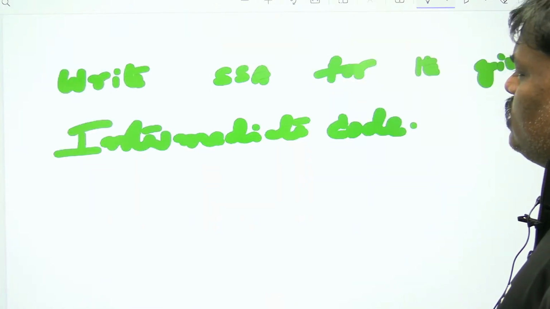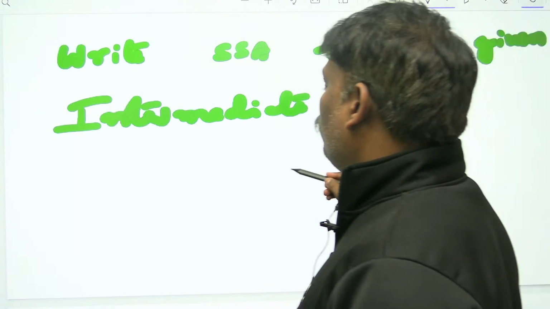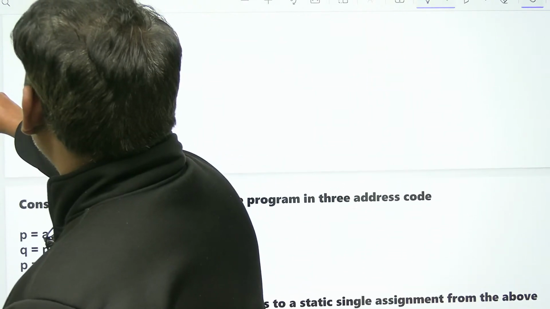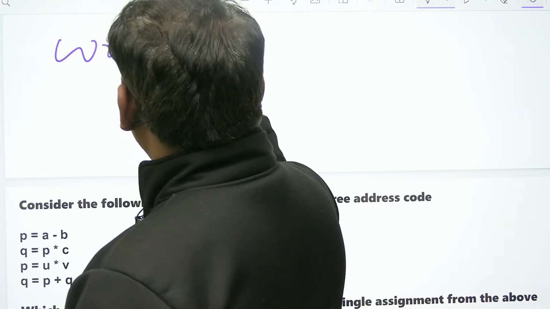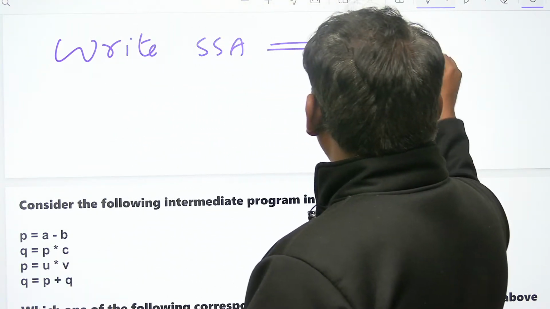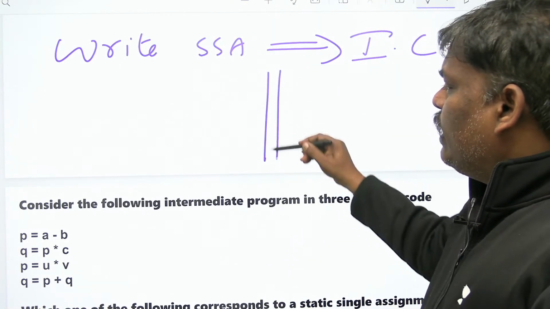Now see some more. See this one. Write SSA for the given intermediate code. Because it is not clear, I am writing again: write SSA for the given intermediate code. This is one question which you can expect.